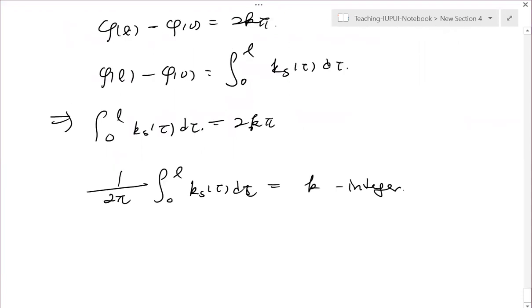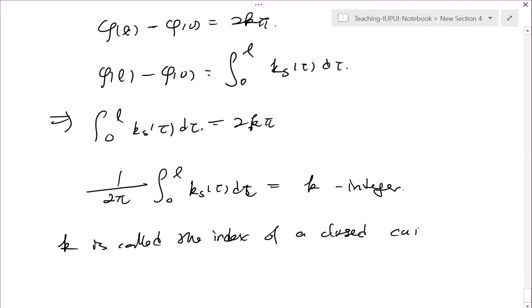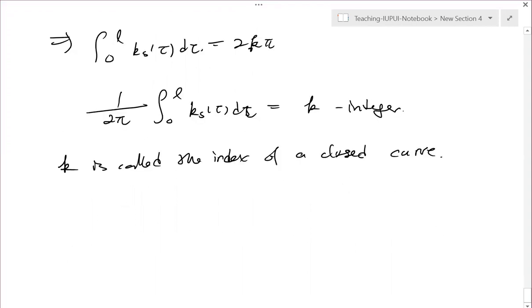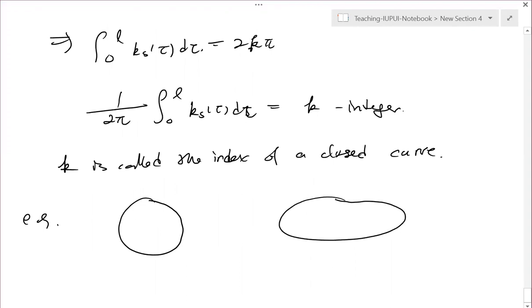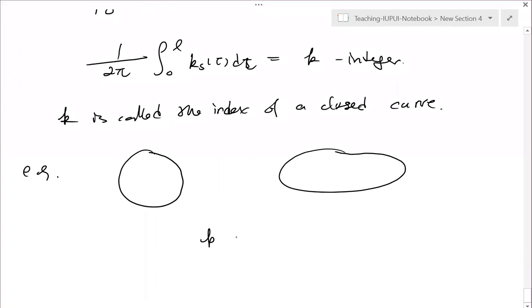Okay, k here could be 1, could be 0, and we are going to call it the index of the closed curve. So K is called the index of a closed curve. Okay, so let's take a look at what we have here. For example, a circle is the simplest closed curve, right? Or an ellipse, those are simple closed curves. In those cases, k is always equal to 1.